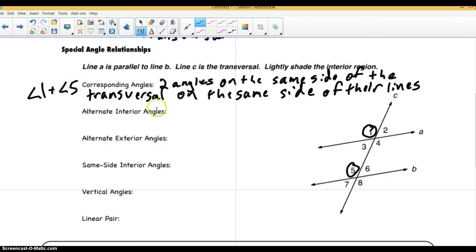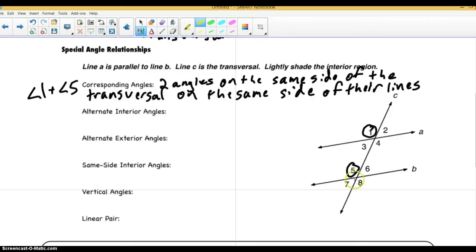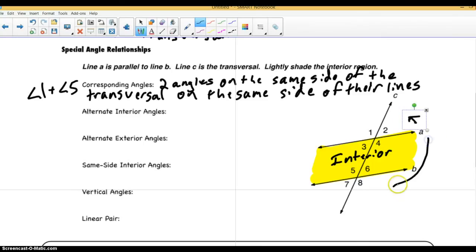Our second relationship are alternate interior angles. Now if we're talking about interior and exterior, it'd be a good thing to have a definition of what those spaces are. The interior is the space in between the two parallel lines along the transversal. So this would be the entire interior space. So on your notes, you should mark that. Shade it and then write it down as interior. And of course, that means our outside spaces are the exterior.